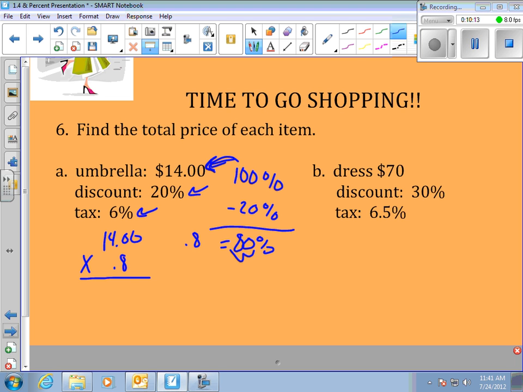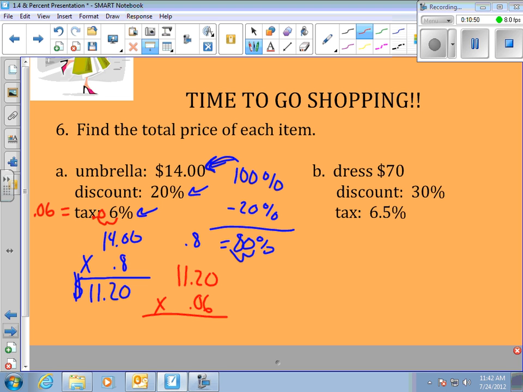14 times 0.8 is going to give us 11.20. Okay, so if there was no tax, this is what I'd pay, $11.20. But I do have tax. Tax is actually 6%. If I change that to a decimal, it'd be 0.06. So as a decimal, it's 0.06. I want to find 6% of 11.20. So I'm going to multiply it by 0.06.